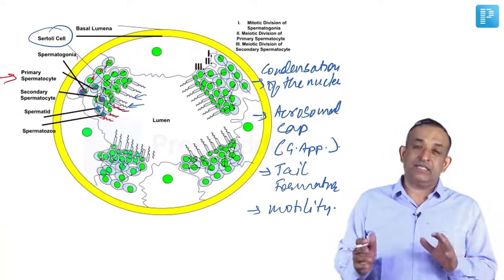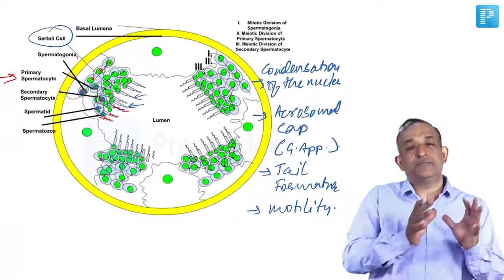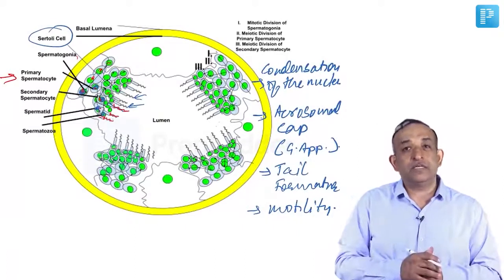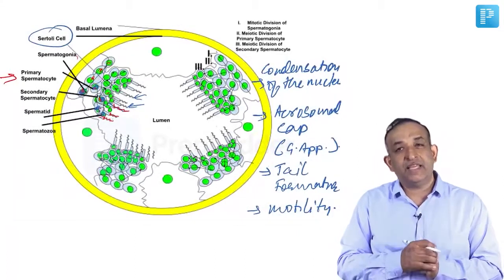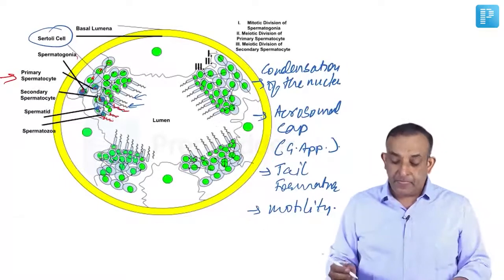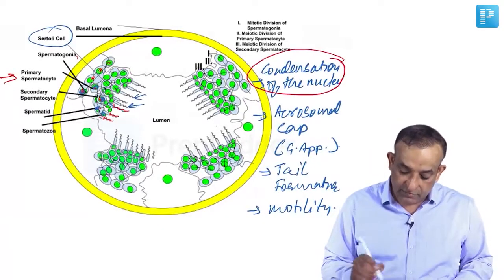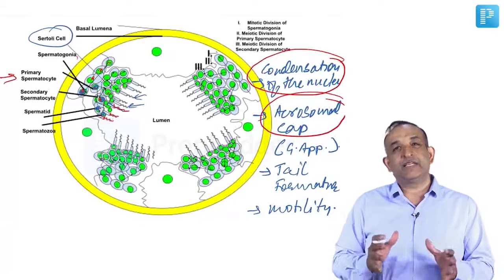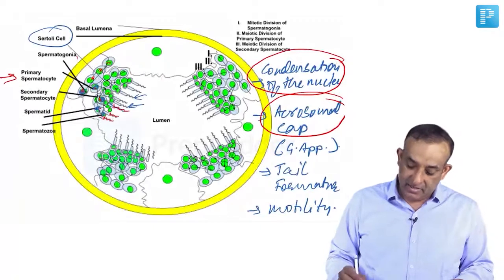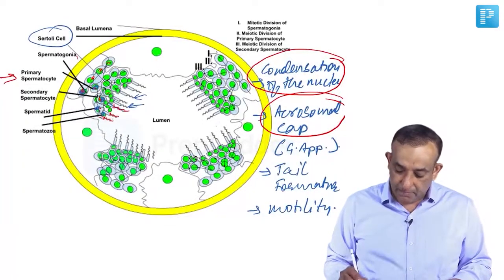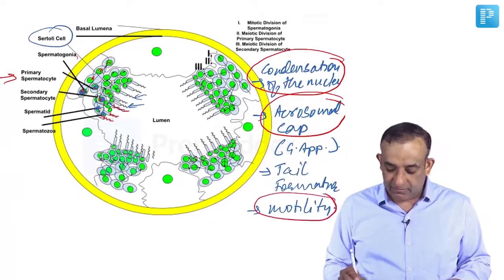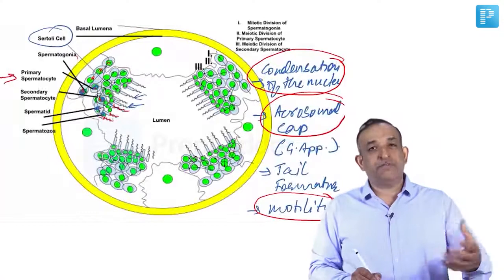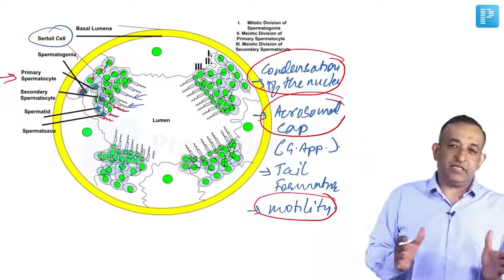So what is this process where the spermatid is converting into the spermatozoa? That process is known as spermiogenesis, and what are the events happening in spermiogenesis? First is the condensation of the nucleus and formation of the acrosomal cap. The acrosomal cap is basically from the Golgi apparatus, and then there is formation of the tail of the sperm, and the sperm will attain some amount of motility. So that is the formation of the spermatozoa from the spermatid. Now this changes to the mature spermatozoa.